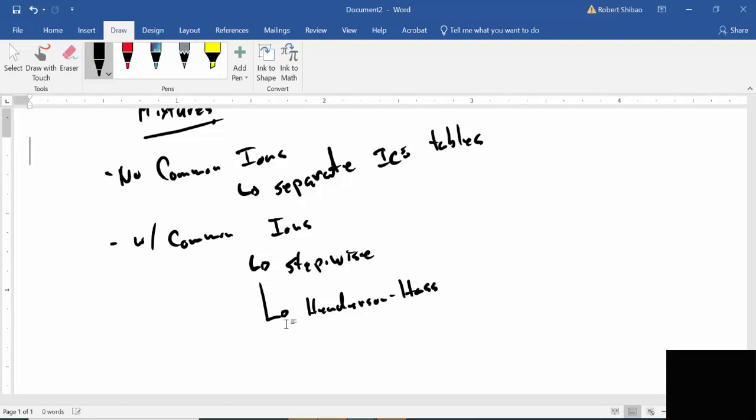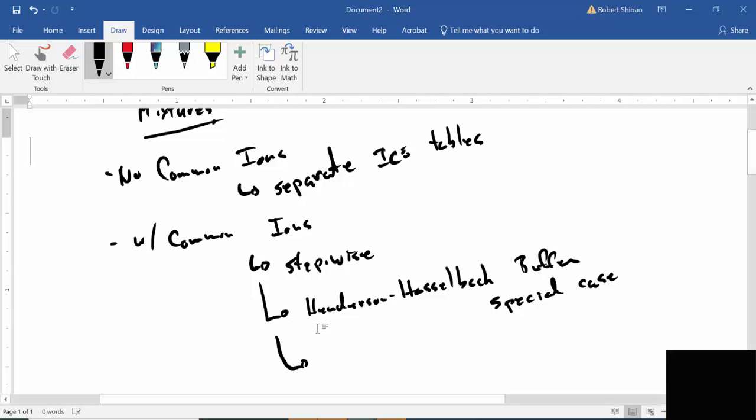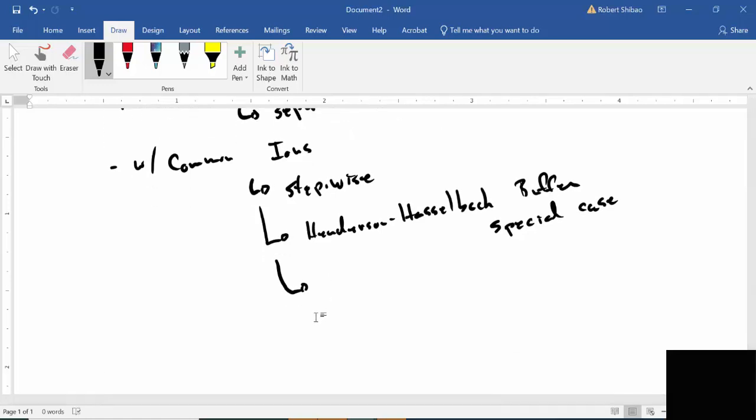Henderson-Hasselbalch equation, which is a buffer. Of course, these are special cases. We'll talk about that. And then we have common ion problems where we'll have to do it simultaneously, just like before. So what's kind of new here is this Henderson-Hasselbalch equation that we can use.